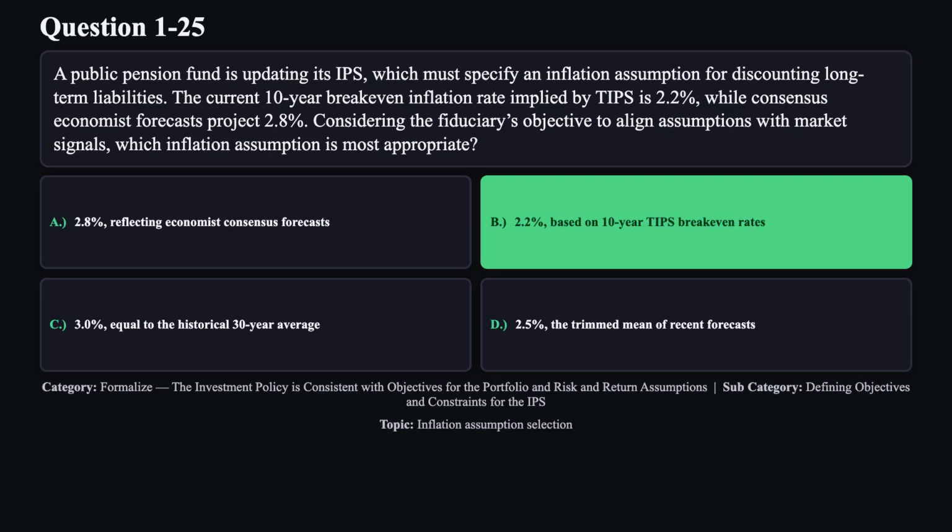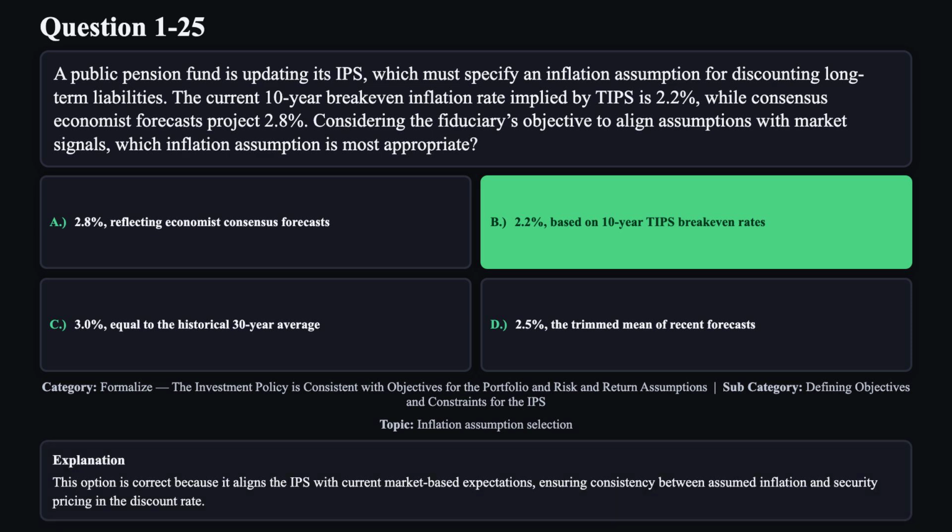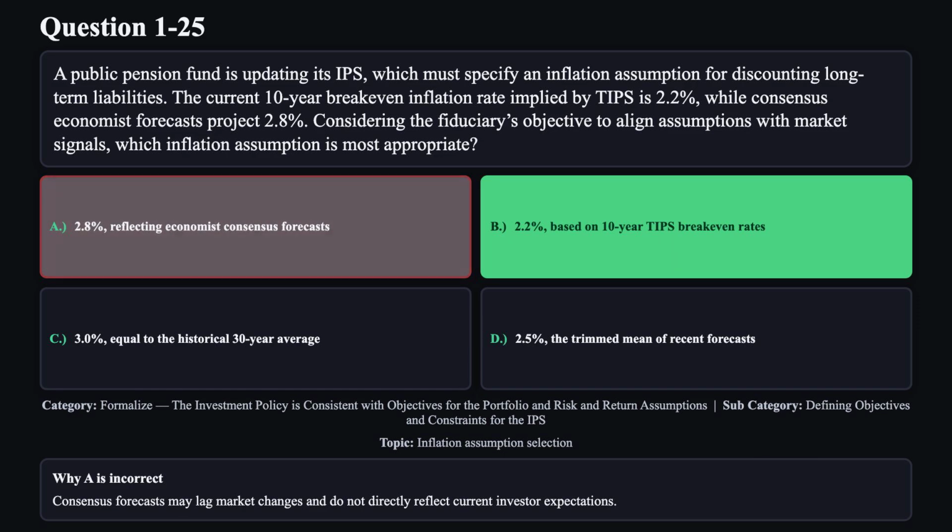The correct answer is B. This option is correct because it aligns the IPS with current market-based expectations, ensuring consistency between assumed inflation and security pricing in the discount rate. Reason A is not correct. Consensus forecasts may lag market changes and do not directly reflect current investor expectations.